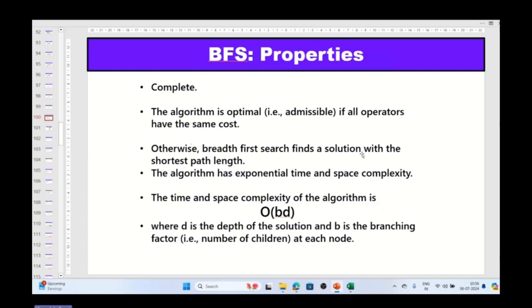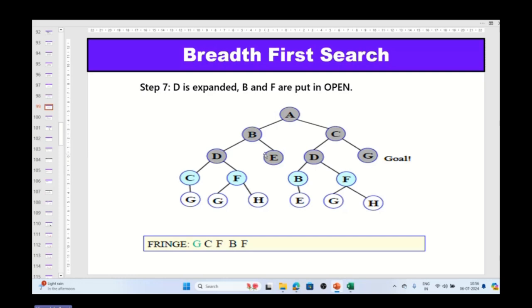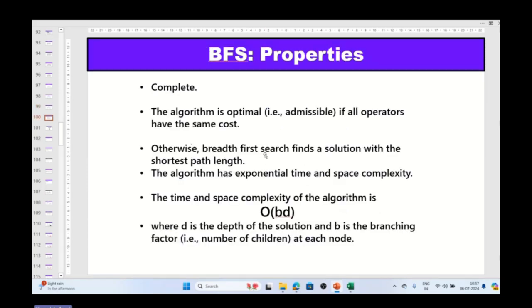Now BFS is complete. It is optimal. It gives a solution, right? But optimality has some cost, but it is admissible. That means it gives the solution. This is simply because we scan every node. Nothing is skipped. I am visiting each and every node, so my solution is guaranteed. I am checking every node, right?